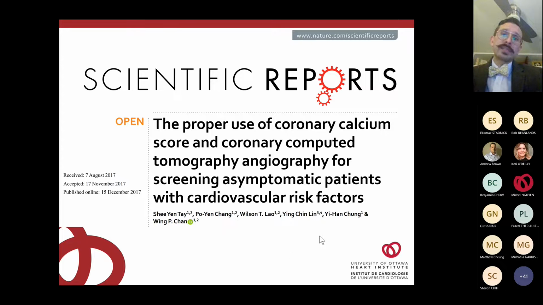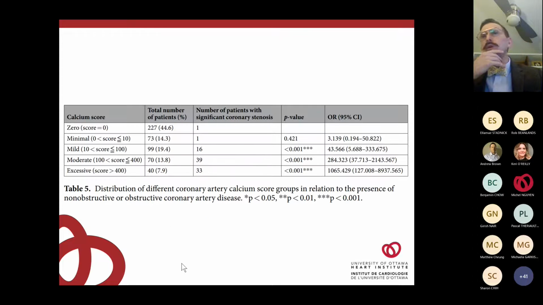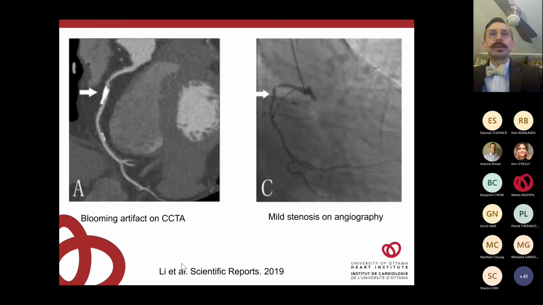This paper from Tay et al. highlights this point. In this paper, they reviewed 934 consecutive patients who received coronary artery calcium scoring and CT coronary angiography. Patients were grouped based on their calcium score into groups of 0, minimal with scores of 0 to 10, mild with scores of 10 to 100, moderate with scores of 100 to 400, and excessive with scores over 400. There were no significant differences between the 0 and minimal groups, but the mild, moderate, and excessive groups all showed correlations with significant coronary stenosis, i.e., as the calcium score increased, so did the amount of coronary stenoses.